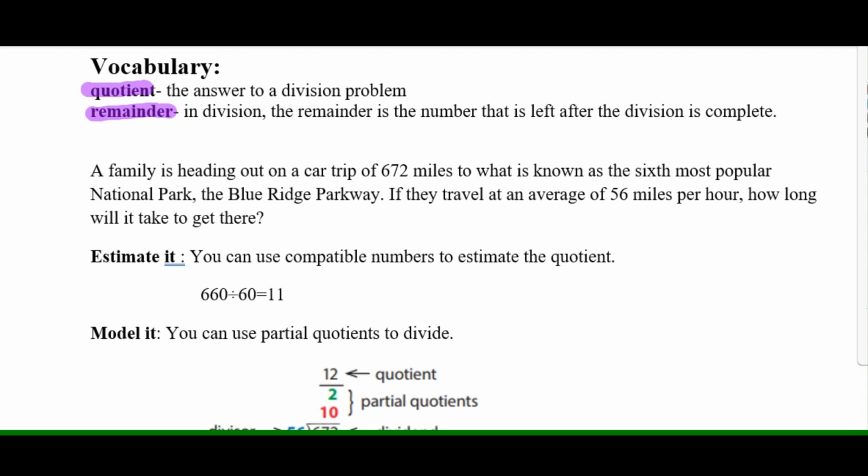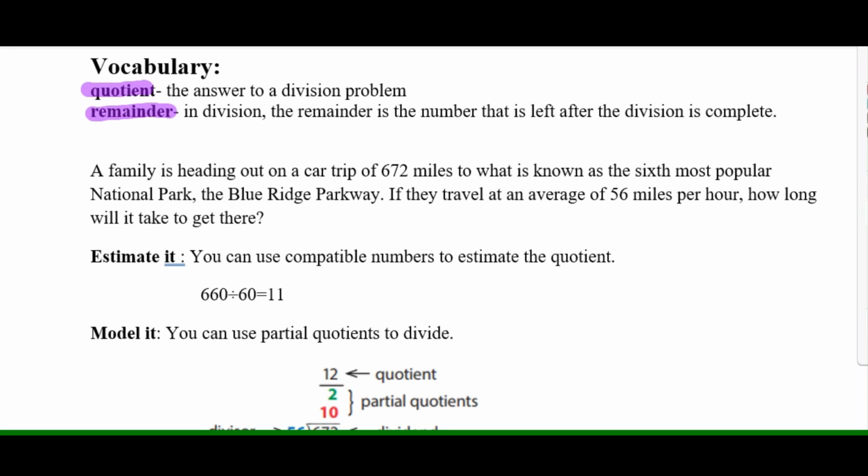So you can use estimation to figure out your answer. So 672 rounds to about 660. And that was chosen because 56 rounds to 60. And you can easily put 60 into 660. So you're just making compatible numbers. It doesn't necessarily have to round. 672 would round to 680, but since 660 is a compatible number to work with 60, you would change it to something that's easy to work with, not necessarily just rounding both numbers.